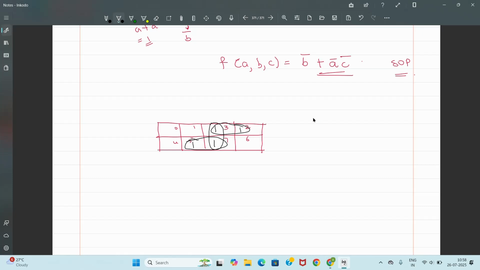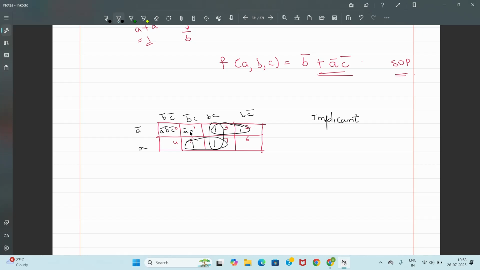Now, I'll explain about 3 keywords here. The first keyword is implicant. What do we mean by implicant? Implicant means the equation or the min term of every individual cell is called an implicant. If I take this cell, you have A bar, B bar, C bar. What is the equation for the first cell? It is A bar, B bar, C bar. This is called an implicant.